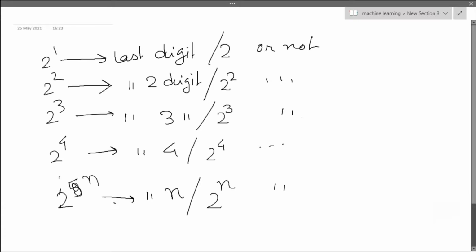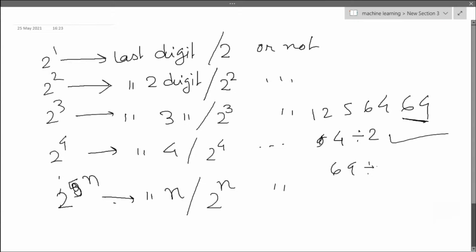Let us take a random example: 125646. Here the last digit 6, the last 2 digits 46, the last 3 digits 646. Here 6 is divisible by 2, so the number is divisible by 2. Here 46, the last 2 digits, is divisible by 2 to the power 2, so the number is also divisible by 2 to the power 2. Check the last 3 digits. 646 is divisible by 2 to the power 3, so the number is also divisible by 2 to the power 3.